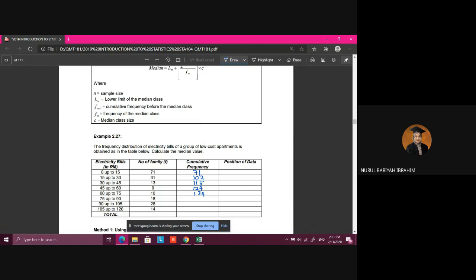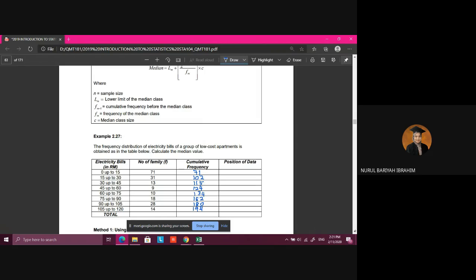Plus 18, 152. Plus 28, 180. Plus 14, 194. Okay, the next column here is the position of data. We need to create the position of data because we want to see which class the median is in.